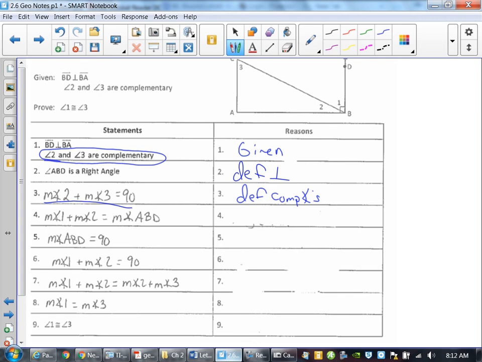Okay. So now look at what you have. It says angle 1 plus angle 2 equals angle ABD. Angle addition, very good. Notice, 2 angles equal a different angle, which means it should probably be angle addition.